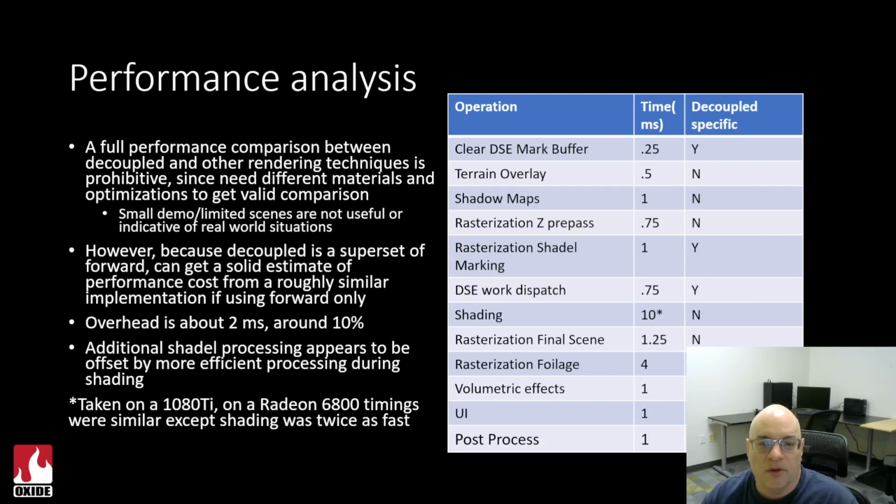So there's more of this in the paper, but what we couldn't do is a frame-to-frame analysis between a forward and a decoupled renderer, just because we can't implement the entire game. But what we can do is, because we're a superset of forward rendering, or mostly a forward renderer that does the shading ahead of time, you can figure out what performance you were paying that you wouldn't have paid if you did it forward.